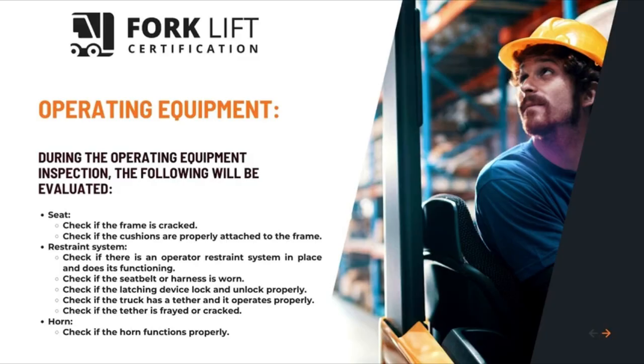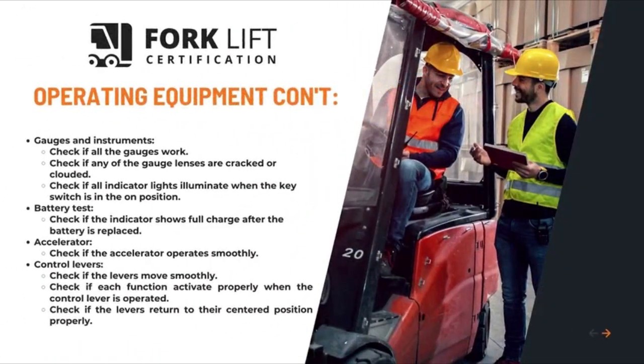Horn. Check if the horn functions properly. Gauges and instruments. Check if all the gauges work. Check if any of the gauge lenses are cracked or clouded. Check if all indicator lights illuminate when the key switch is in the on position. Battery test. Check if the indicator shows full charge after the battery is replaced. Accelerator. Check if the accelerator operates smoothly. Control levers. Check if the levers move smoothly. Check if each function activates properly when the control lever is operated.